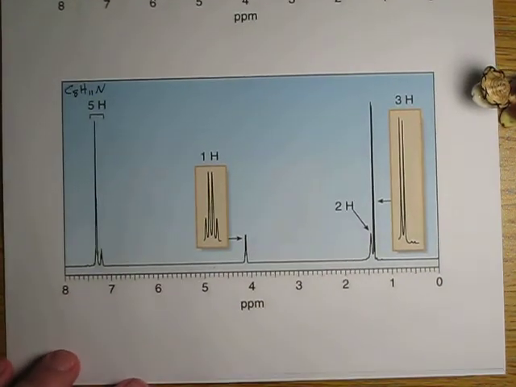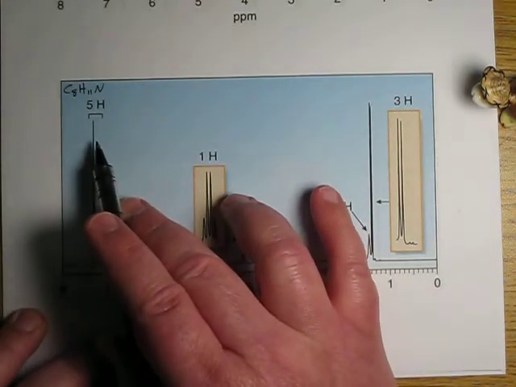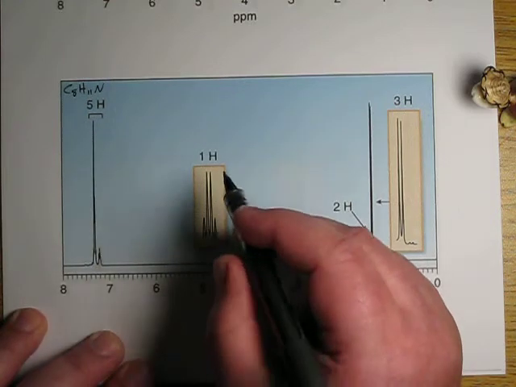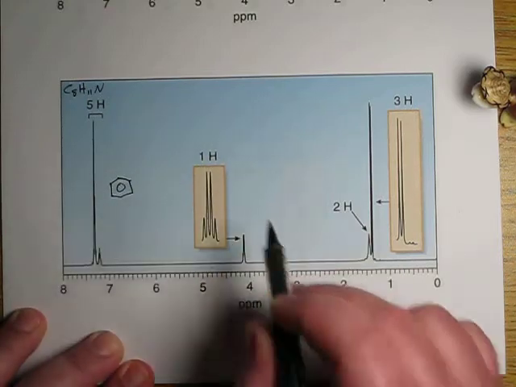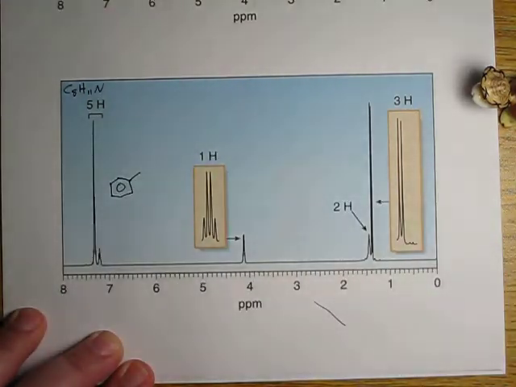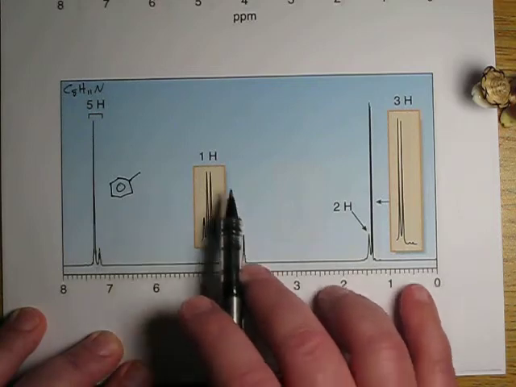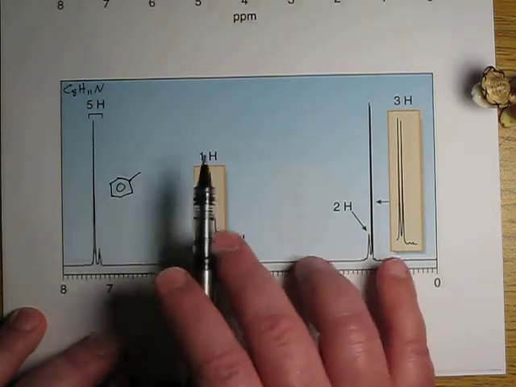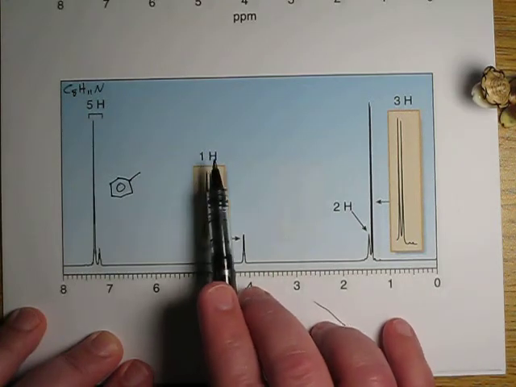Let's look at this one here. Note the formula, C8H11N also. Ooh, 5 hydrogens downfield of 7, there's a mono-substituted benzene ring. Okay. Ooh, let's look at our next thing. It's down at 4 ppm. Well, it's a bit of a stretch, but the only thing that can bring it down to 4 ppm would be a nitrogen. There are no oxygens here like we would expect.